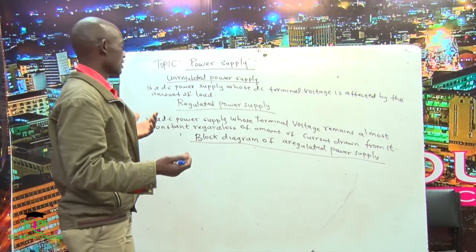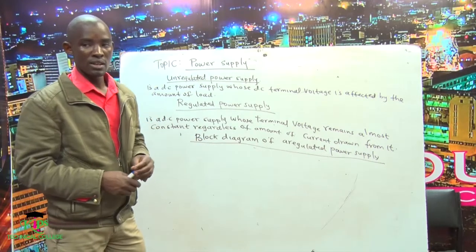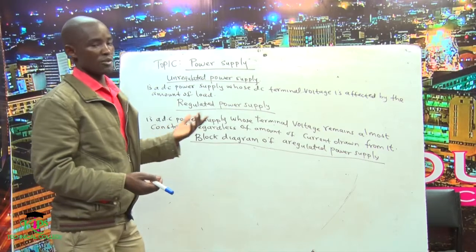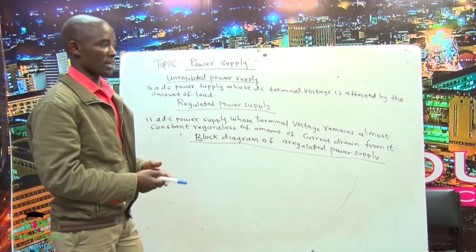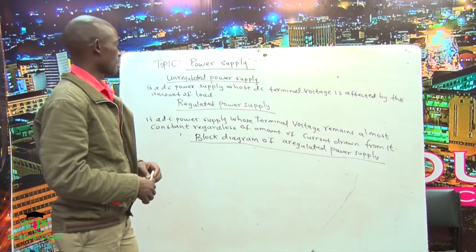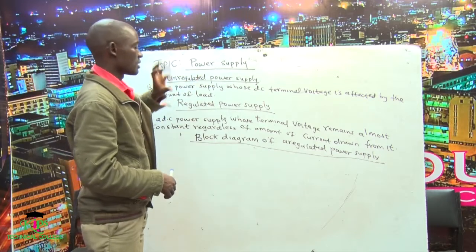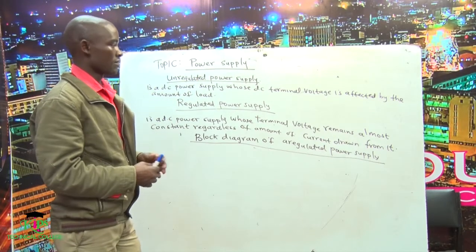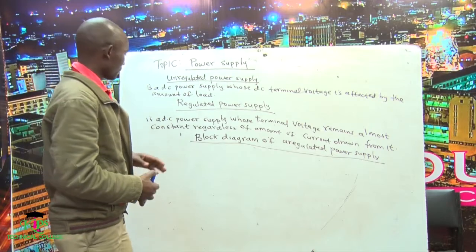If it is a machine that may be required 5 volts, it means at some given point you can be getting 3, or you'll be getting 4, or even you will be getting more. So that kind of power supply is not actually mostly used because it can easily affect the machine.